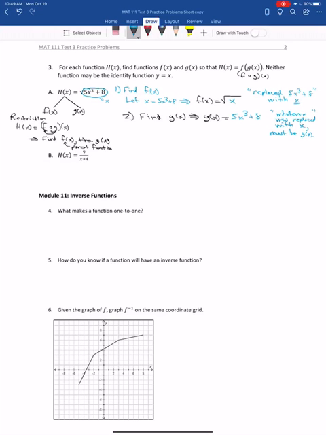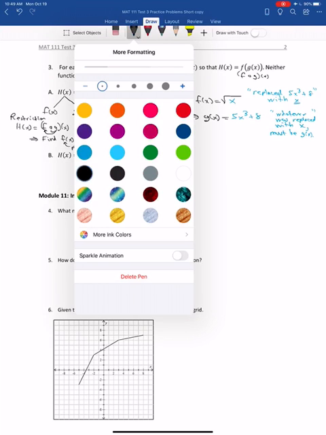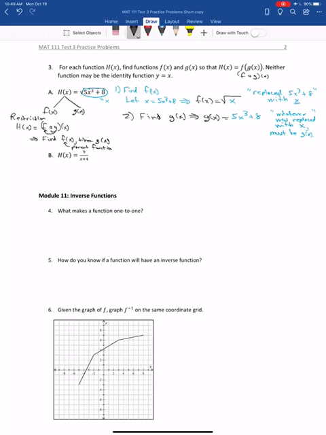All right, so now we could check it. So now I've got my two functions. There's my answer. Again, f of x equals the square root of x, and g of x equals 5x cubed plus 8. So there's my pair of functions.